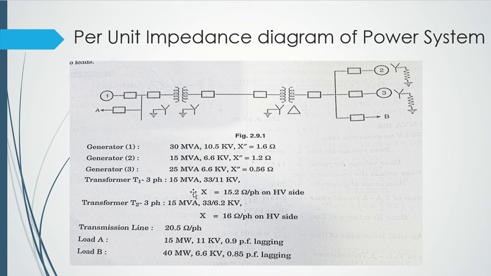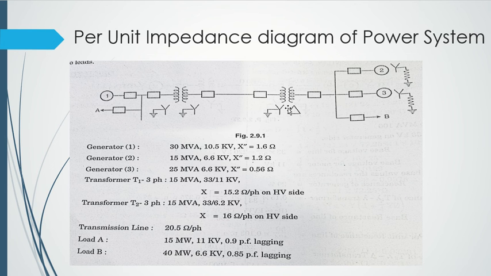and the reactance of this transformer is 15.2 ohm per phase on the high voltage side. Now let's come to the second transformer. The second transformer has again the same rating as the first in terms of MVA. It has a 15 MVA rating. Here we have a different voltage ratio of 33 by 6.2 kV, and the reactance is 16 ohm per phase on the high voltage side.